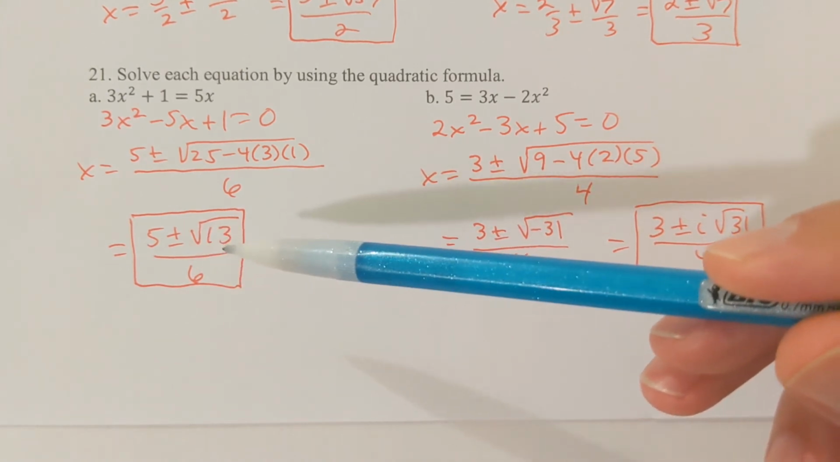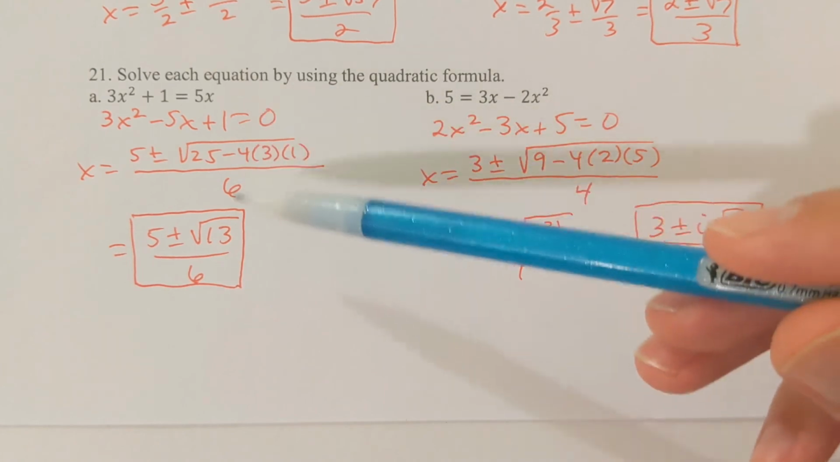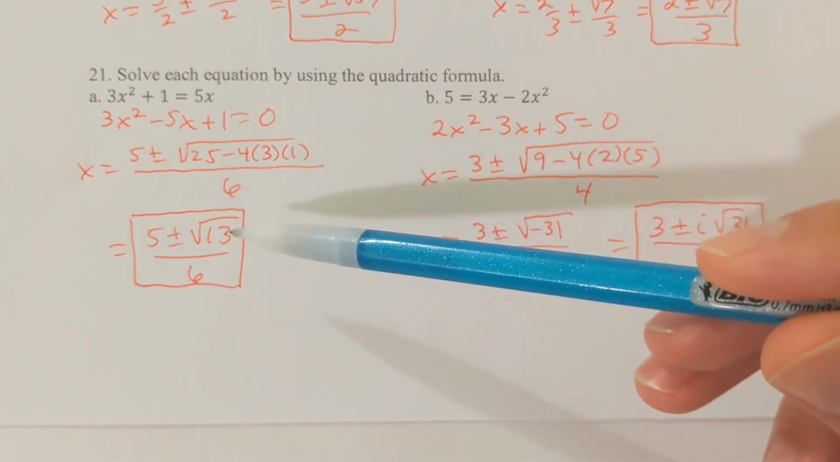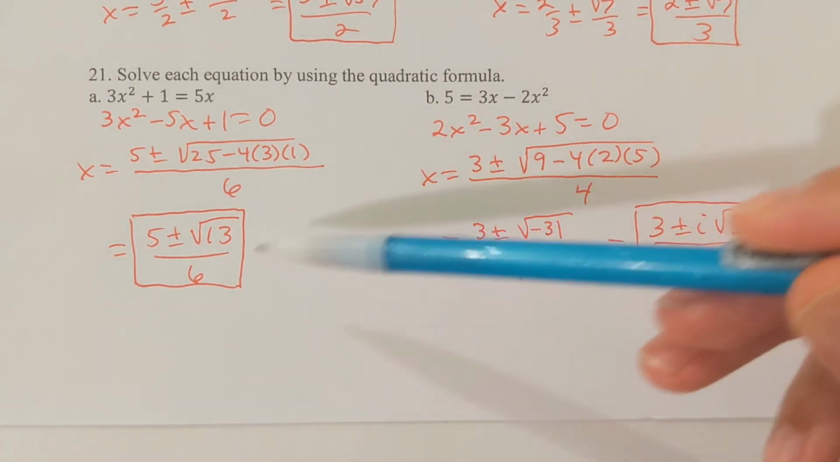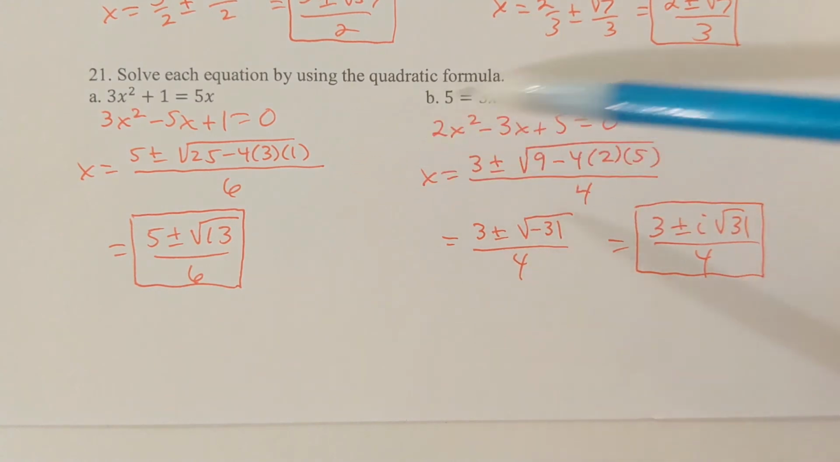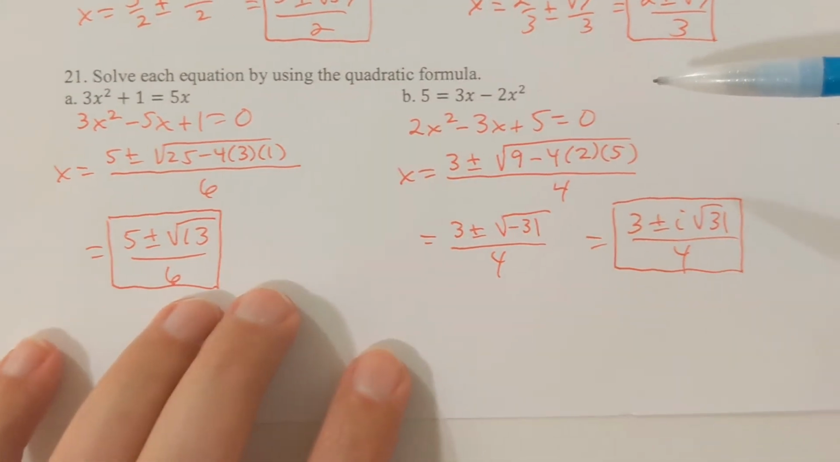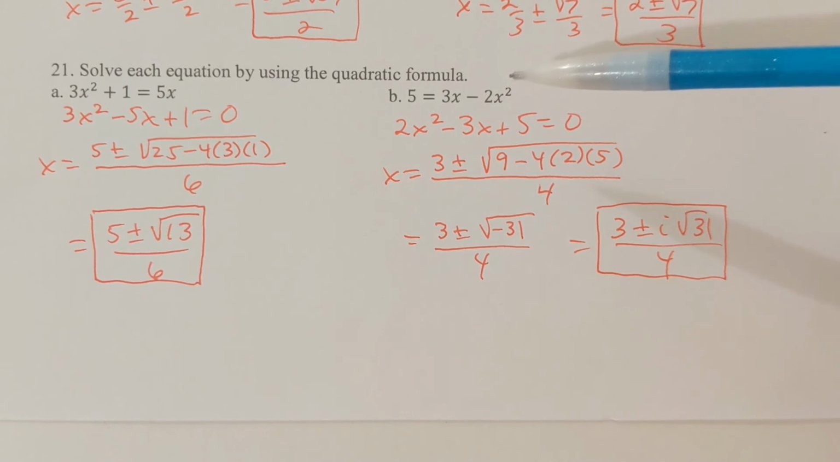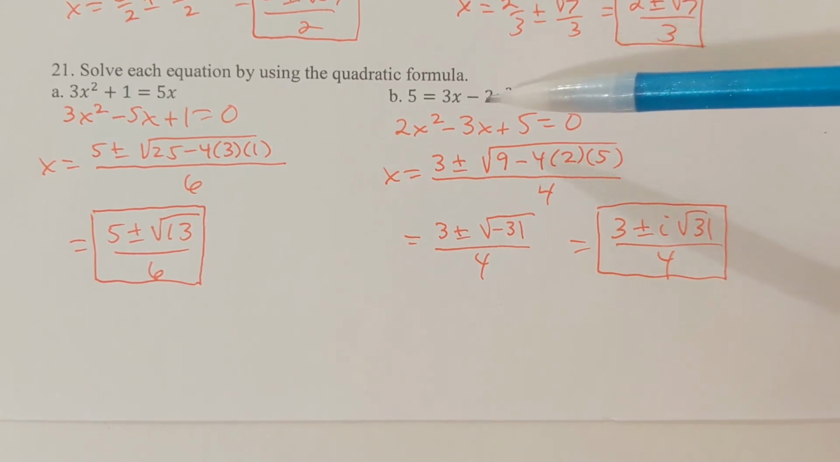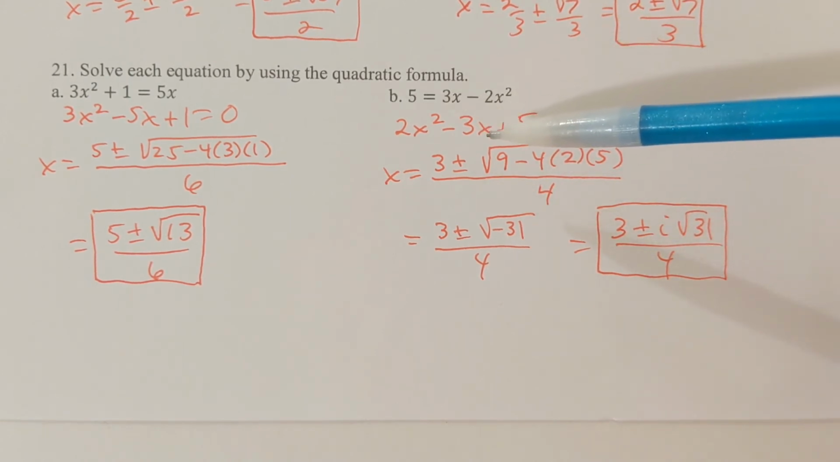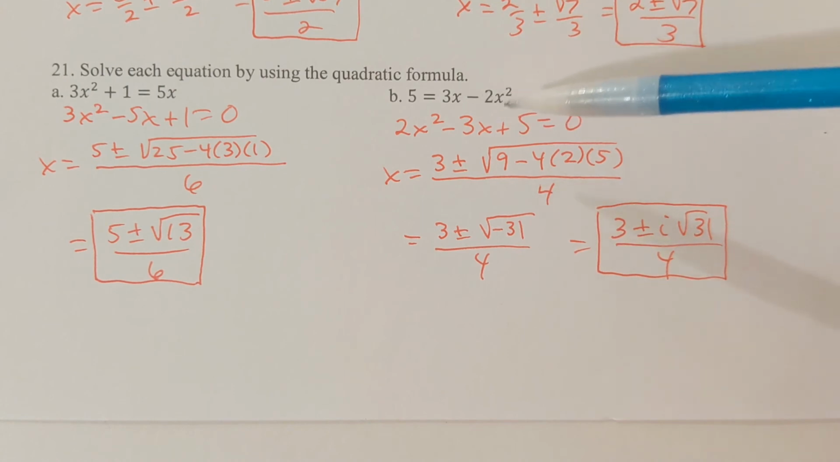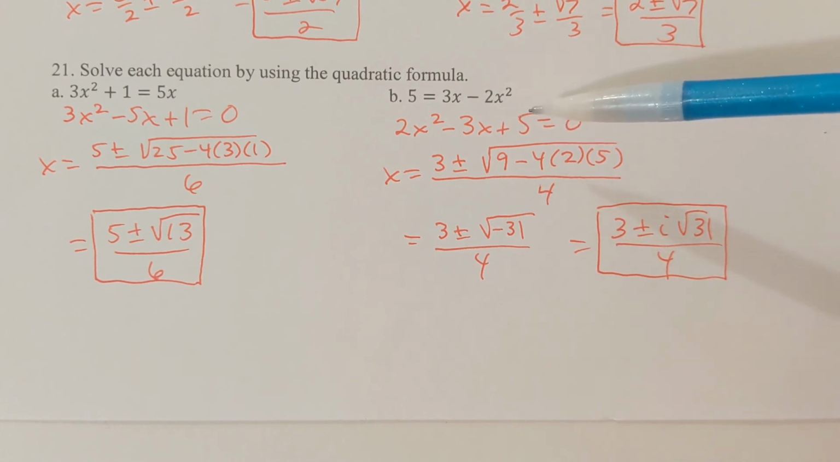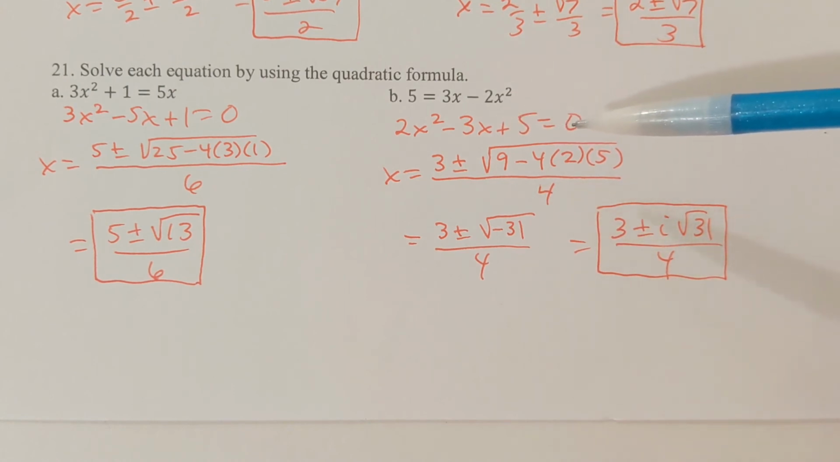And this would be probably the best way to do this problem. You know, this isn't going to factor nicely for me, since these nasty numbers here are part of the factors. Okay, Part B. Let me get everything on the left side. You get 2x squared minus 3x plus 5 equals 0.